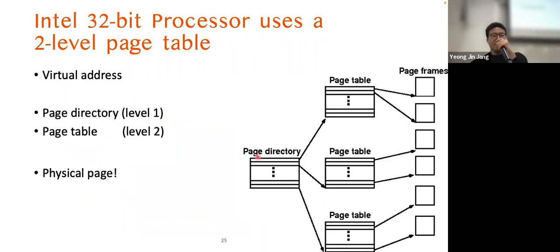So you can think of the two-level page directory and table structure as having 1024 entries in the page directory, pointing to a maximum of 1024 page tables, and within each page table there will be 1024 entries per table.